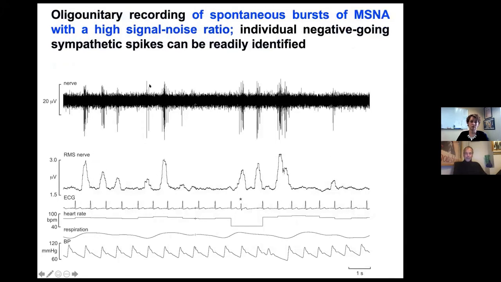So this is a typical oligo-unitary recording, oligo meaning few. We've got a few sympathetic axons firing spontaneously. We've got some large spikes, and some small spikes here. And clearly, when we've got a few axons active, we get a nice population response in the RMS nerve shown here. The asterisk shows that there's an ectopic beat, and then we get a prolonged cardiac interval and a compensatory increase in muscle sympathetic nerve activity. This is the fall in blood pressure shown here.